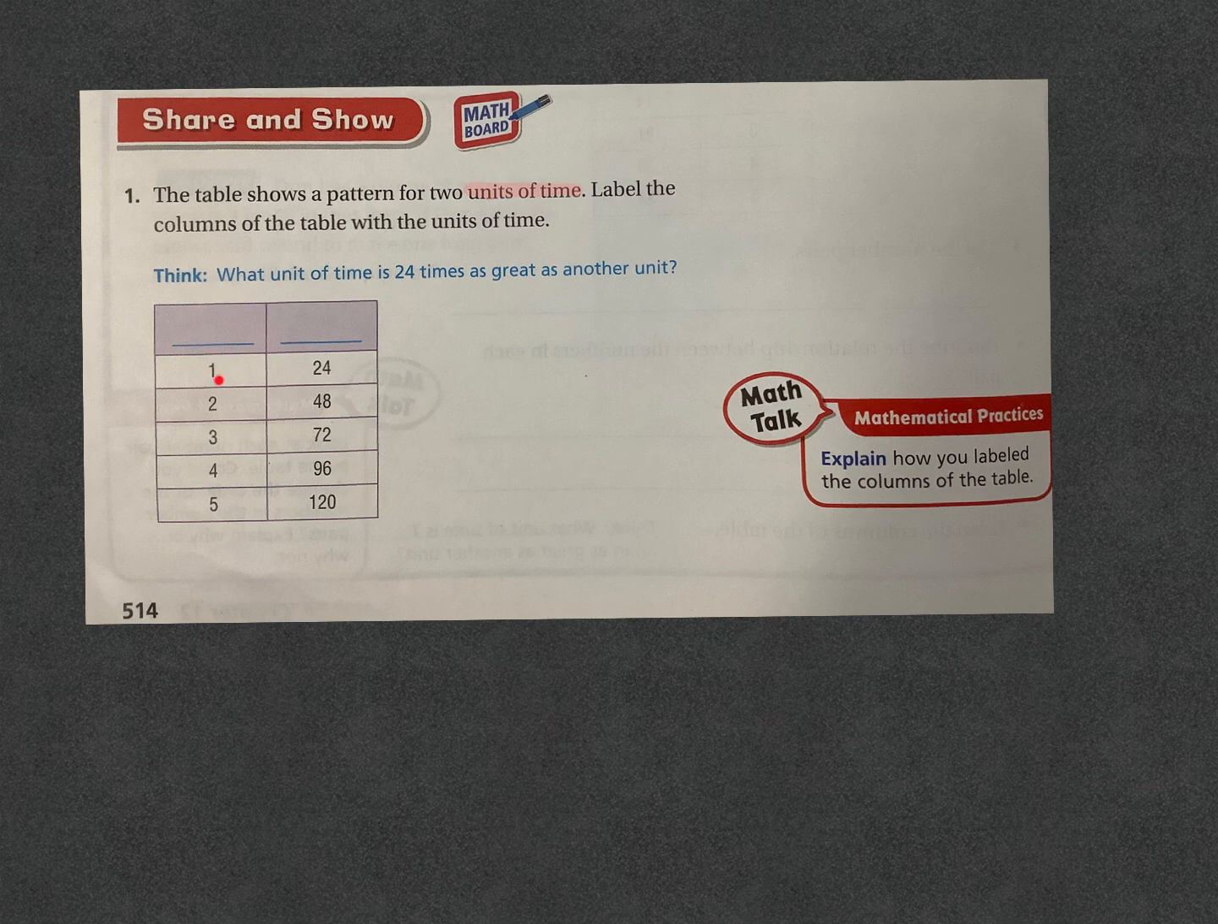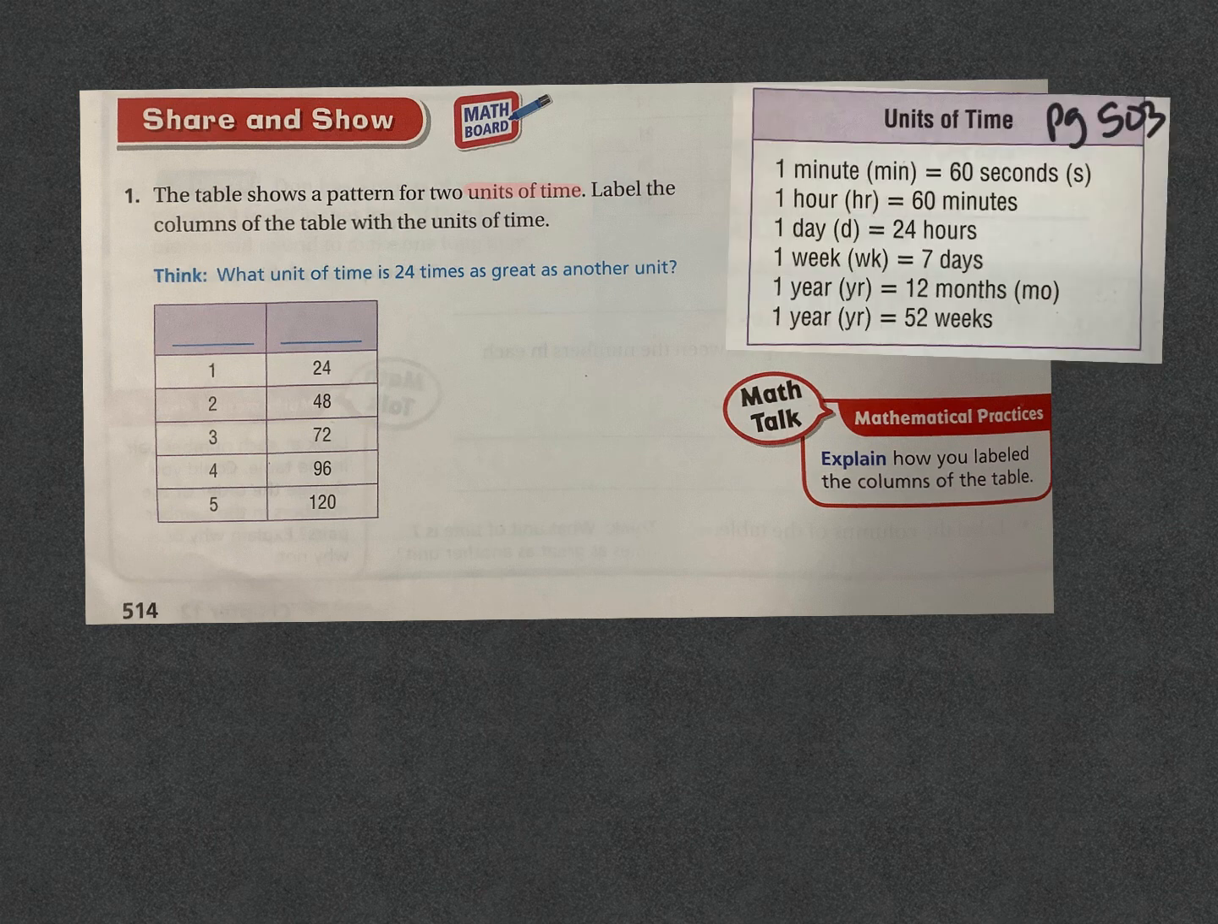What will these be? What is a 1 to 24 ratio in time? You might already know that. You might have already written it down. If you weren't sure, you could have flipped to page 503 and taken a look at all of the units of time. I need a 1 to 24 ratio. 1 to 60, 1 to 60, 1 to 24. There it is right here. So we have days. 1 day is 24 hours. And that's the label for that.